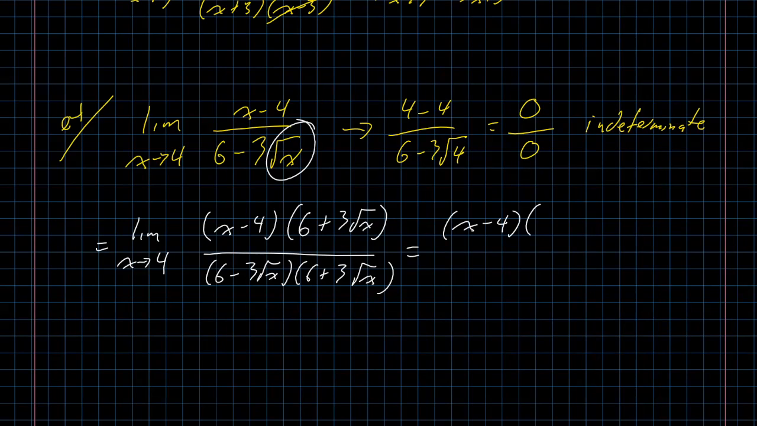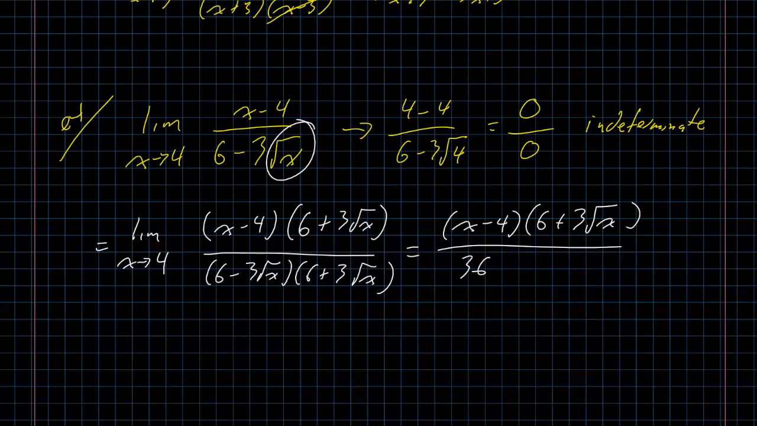Right? There is no reason to multiply out an expression if your goal is to factor later on anyway. Think about what you're doing. Don't just blindly work. In the denominator, we can multiply out. 6 times 6 is 36. And then we'll have plus 18 root x minus 18 root x, which are going to cancel each other out. That's why we're taking this route. And then we'll have minus 9 times root x squared, which is x.